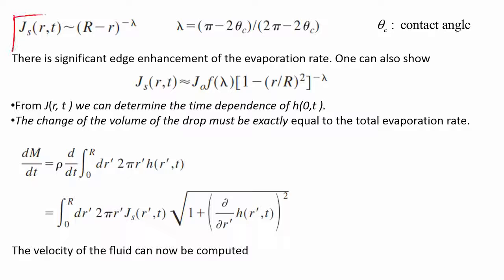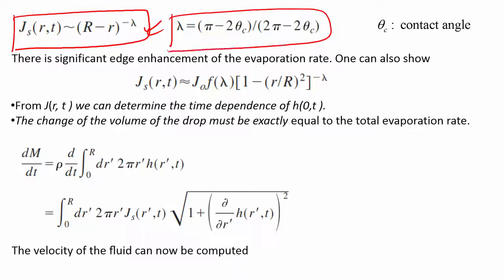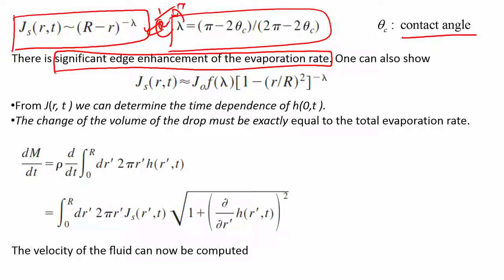He found that Js, which is the evaporation flux, is given by this particular form, where alpha is related to the contact angle. You can imagine that when small r becomes equal to capital R, this diverges completely, because it is 1 over R minus small r to the power lambda. So it blows up when r approaches capital R. So there is significant edge enhancement due to the evaporation. That makes sense, because the evaporation rate will be very high.